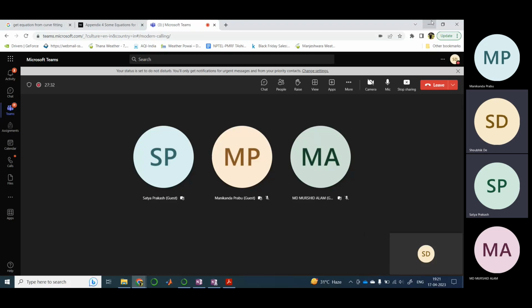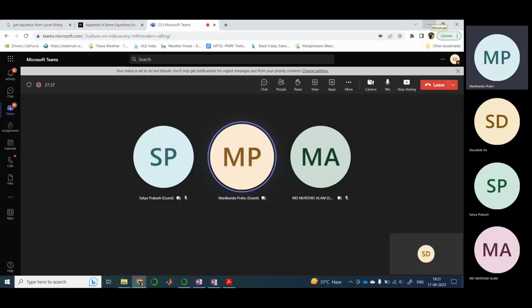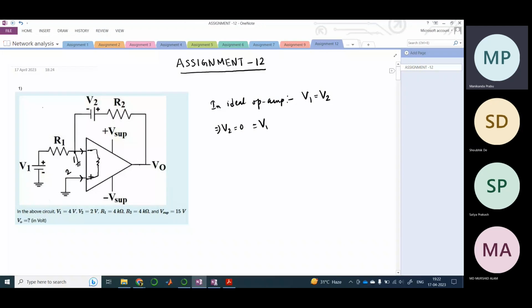Okay, sir, one more time please. Sir, in practical application, if we measure with a multimeter, will we also get the ground concept there, sir? No, no voltage, no, no.